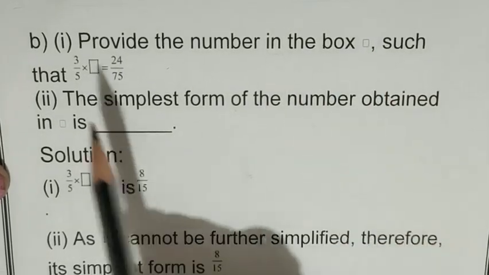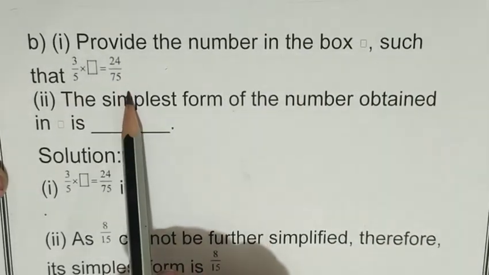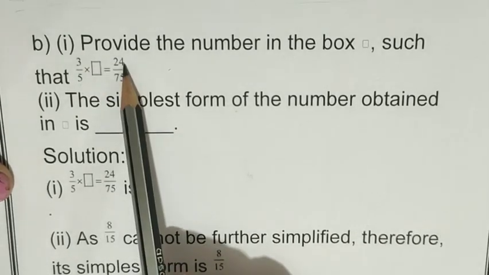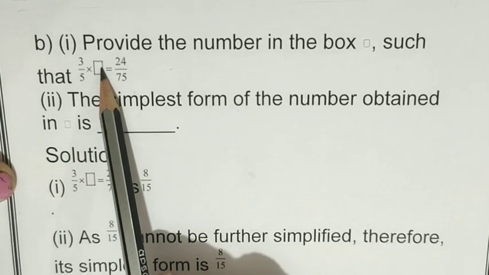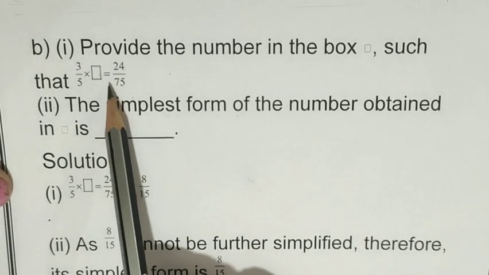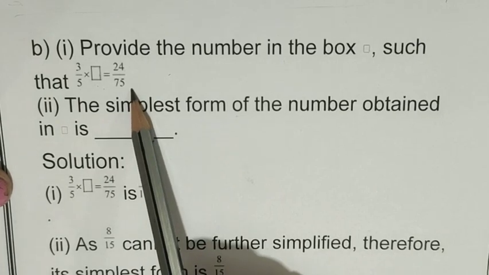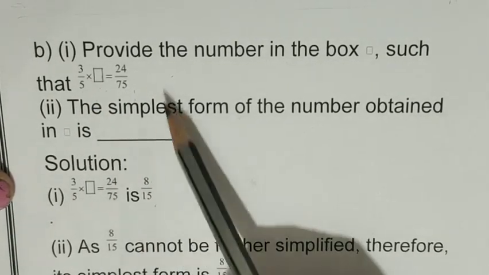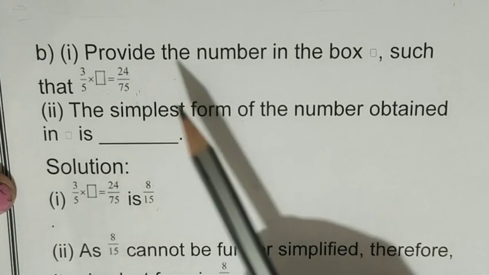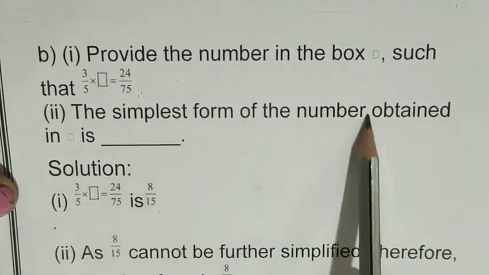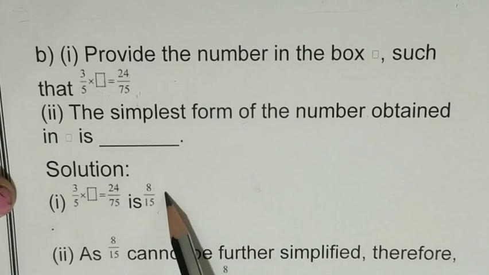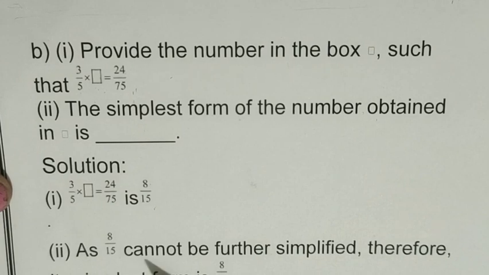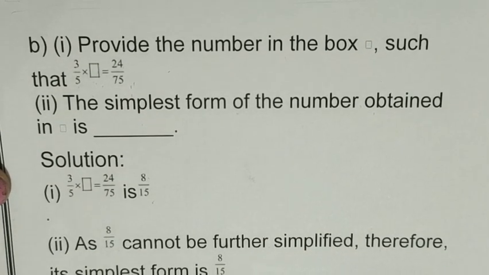Provide the number in the box. 3 by 5 into the box is equal to 24 by 75 is the question. So what is the number to be multiplied? For getting 24, what is the number to be multiplied? 8. Similarly, 5 is to be multiplied with 15, then only 75 we will get, right? 3 by 5 into 8 by 15 equal to 24 by 75. Now again they ask what is the simplest form of this number. 8 by 15, if you consider, we cannot simplify further. There is no common factor. So 8 by 15 means 8 by 15 only.